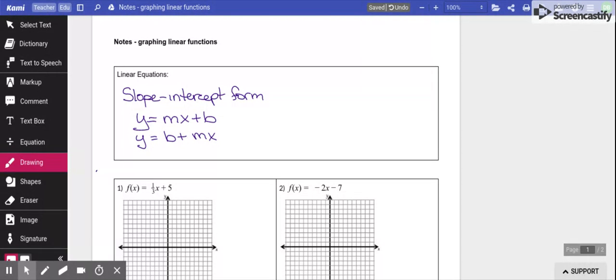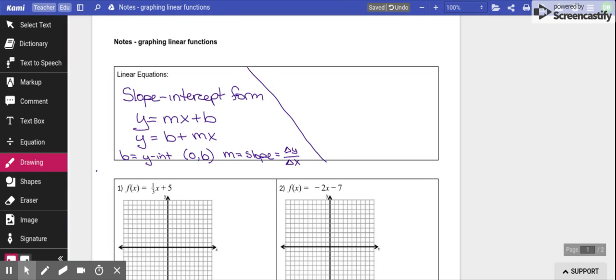It's slope-intercept form because b represents the y-intercept, or the point on the graph that crosses the y-axis, (0, b), and m represents the slope, or the change in y over the change in x.